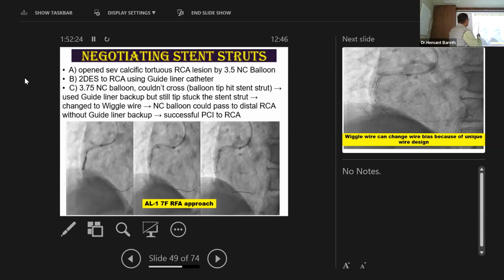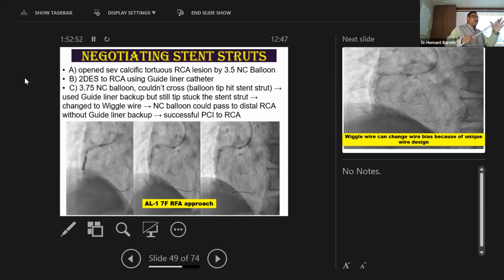So they tried to improve the guide support, using the Guideliner. This is a Guideliner, but still the Guideliner could not help. It was still getting stuck. So therefore, this Wiggle wire was used. That one I was telling you about. Now the beauty of the Wiggle wire is that if this is the vessel wall, and this is the stent strut which is protruding in, you put a normal wire or balloon, this wire gets stuck here or the balloon gets stuck here, cannot go beyond this.